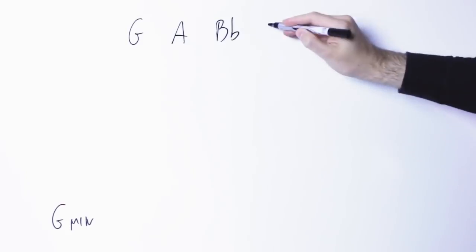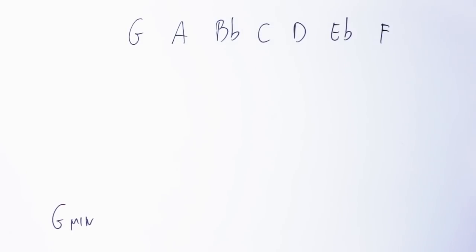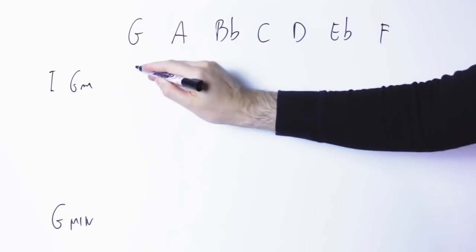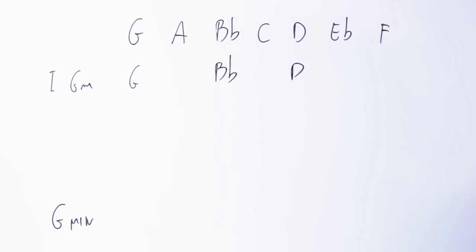Now, we did all these in the G major scale, but the same works in minor. The G minor scale is G, A, B flat, C, D, E flat, F. And I take again the first, fourth, and fifth chord of the key.